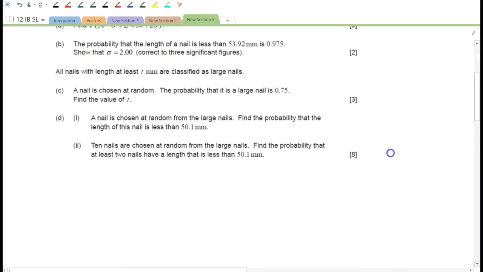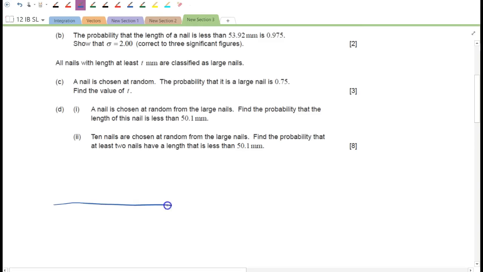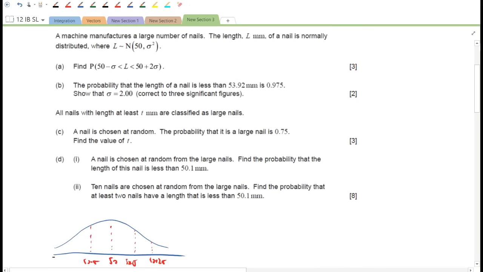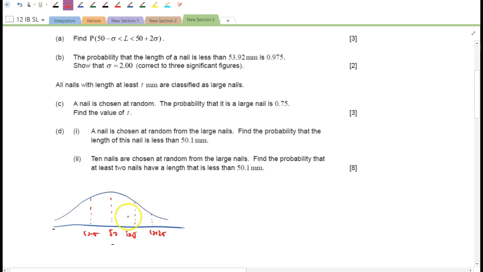It's worth 3 marks. What I always like to do is draw a little bell curve. I like drawing bell curves. We've got 50 here. I don't know what the standard deviation is, but it doesn't really matter at this stage. This is 1 standard deviation, so it's 50 plus. This is 50 plus 2 standard deviations, and down here is 50 minus the standard deviation. You get the idea. Now we want to know the probability that lies between here and here, so 1 below and 2 above.